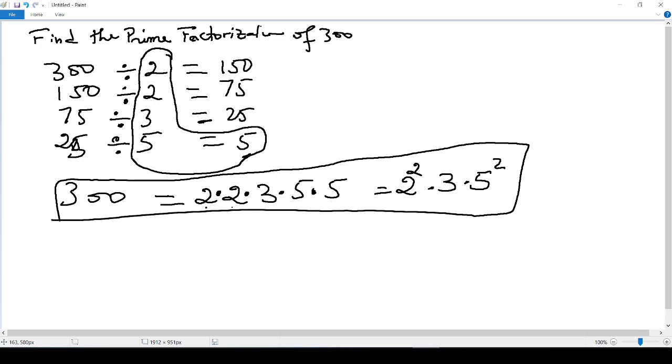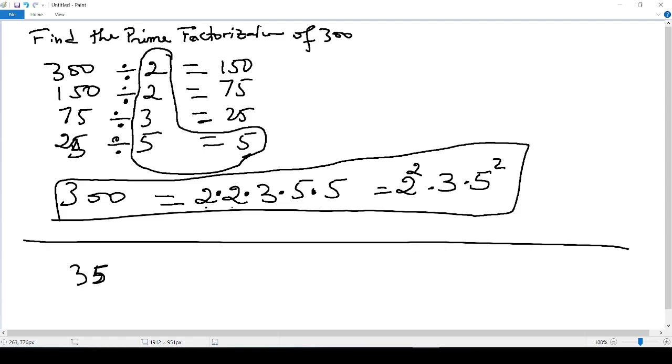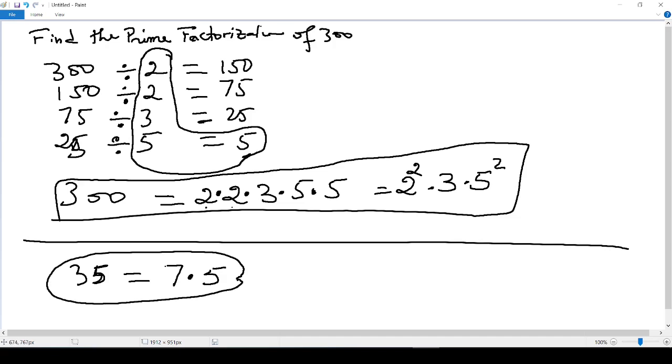Before we continue, do this. Find the prime factorization of 35. What is your answer? If after trying you find 7 times 5, then you are right. Otherwise, you may try again, or if you don't know how to proceed, express yourself in the comment section, and we will try to redo it together.